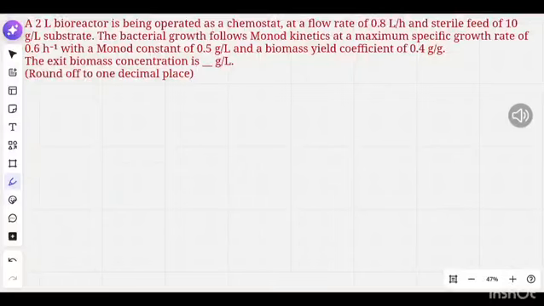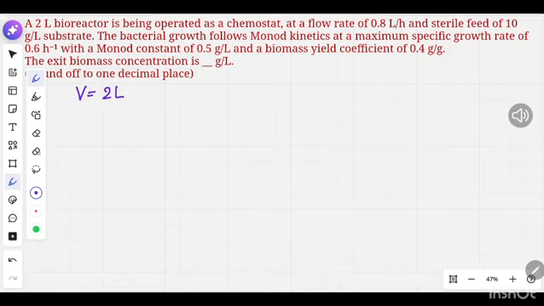We have a 2-liter bioreactor. It's operating at a flow rate of 0.8 liters per hour. So F will be 0.8 liters per hour. And we have a sterile feed with a substrate concentration of 10 grams per liter. This is our S naught, the substrate S naught, given as 10 grams per liter.